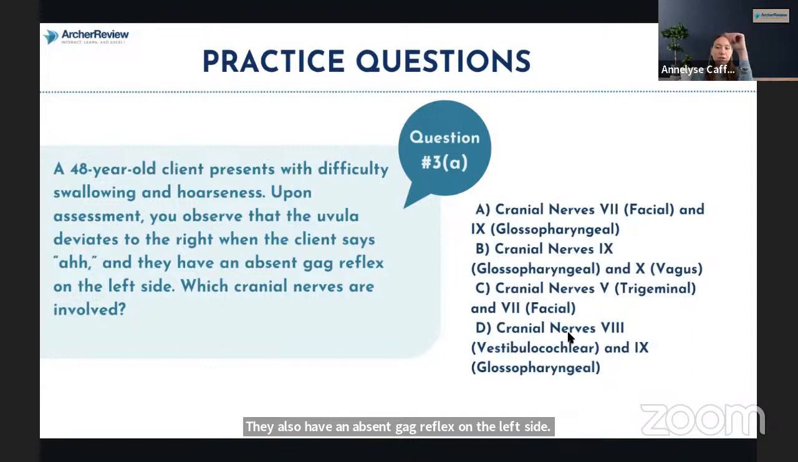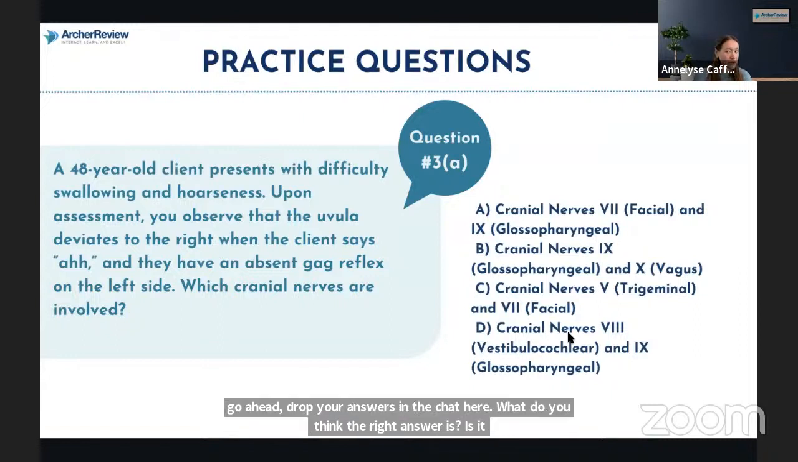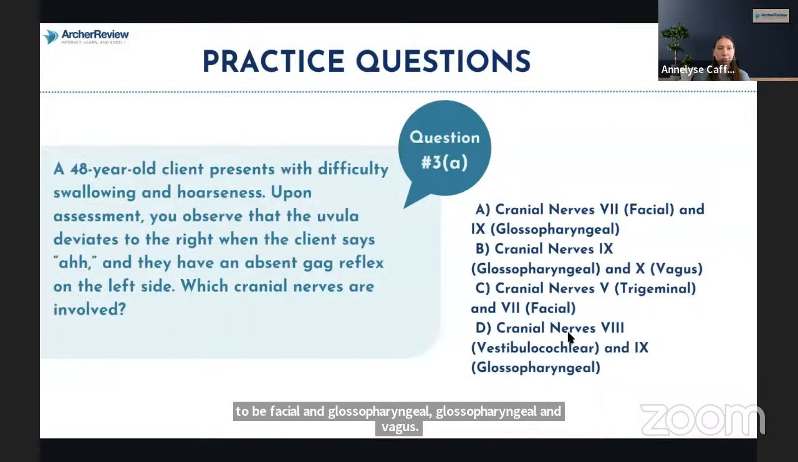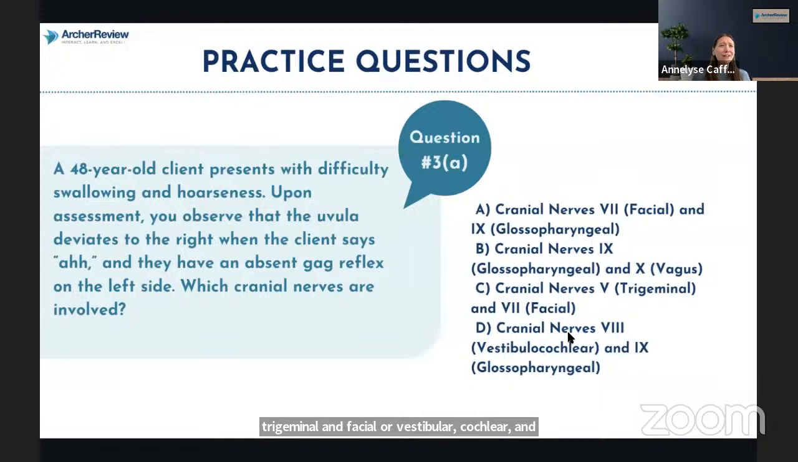So we have options here. We have cranial nerves 7 and 9, cranial nerves 9 and 10, cranial nerves 5 and 7, and cranial nerves 8 and 9. So go ahead, drop your answers in the chat here. What do you think the right answer is? Is it going to be facial and glossopharyngeal, glossopharyngeal and vagus, trigeminal and facial, or vestibular, cochlear, and glossopharyngeal? Oh man, you guys are so smart. Look, you guys are all getting the answer right. I am so proud of you guys.